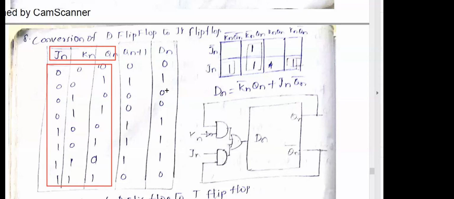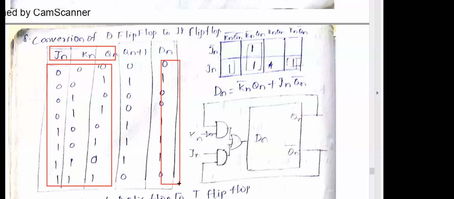What are the inputs? For every flip-flop, the inputs will be J, K and the present state. Therefore, you have to write the functional table. You have to write the K map for this table by taking the outputs of D.